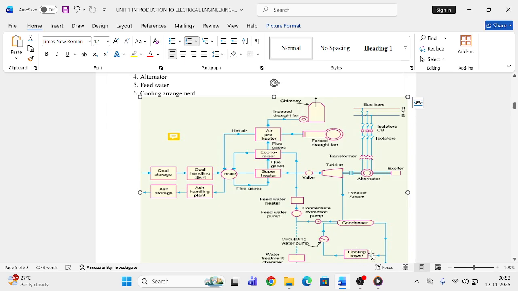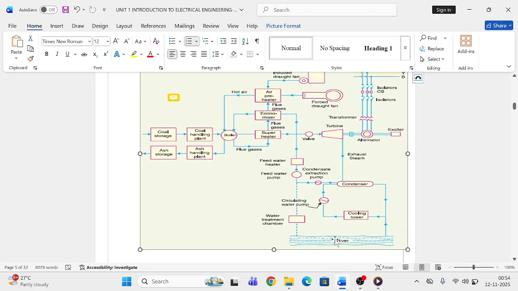The purpose of cooling tower is to cool the water in the condenser. Here one feed water pump is there. The purpose of feed water pump is to extract the water from the river and water from the condenser and send to the boiler through this economizer. The economizer is a heat recovery device. Why it is called as heat recovery device? The economizer is used to preheat the feed water. So it increases the efficiency of the boiler and also reduces the fuel consumption.